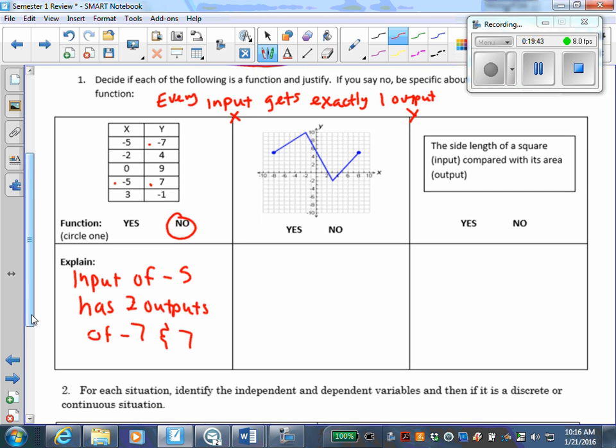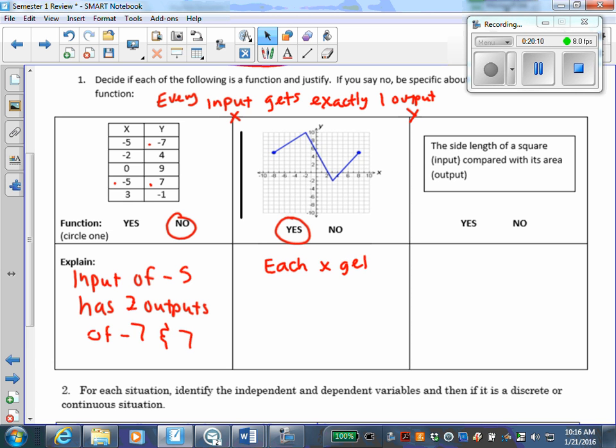This one, we use the vertical line test when we have a graph. So we imagine a vertical line going across this graph, and we see if it crosses anywhere more than once. And it does not cross the line anywhere more than once, so this is a function. So we could just say each x gets exactly one y. Or we could say it passes the vertical line test.